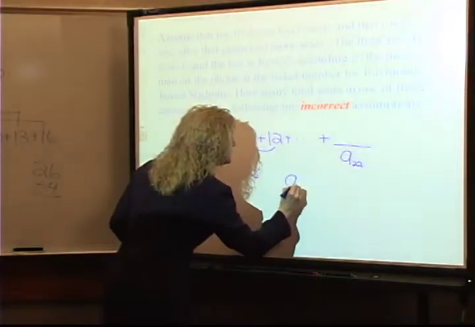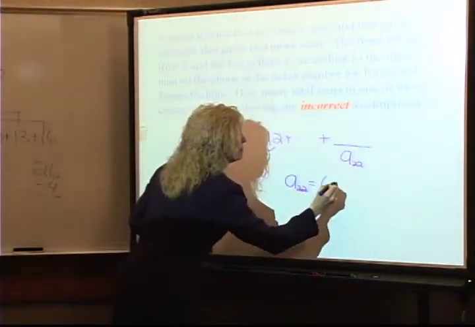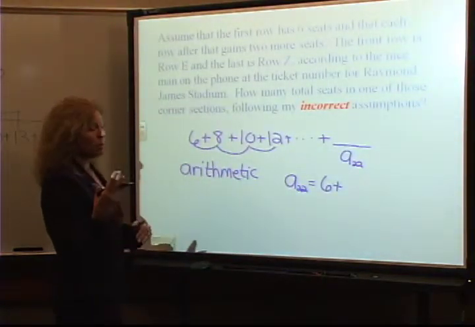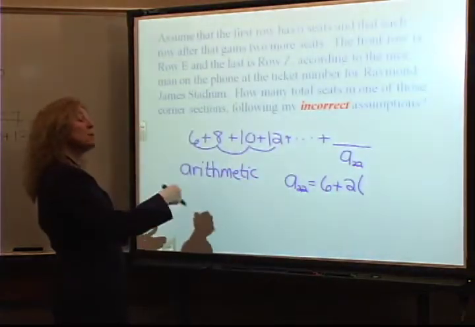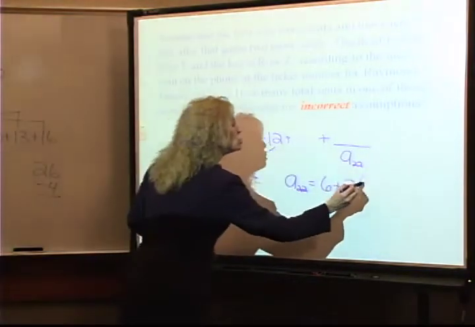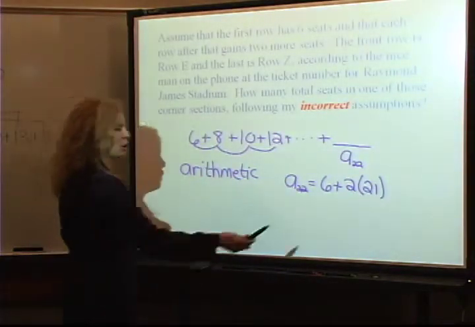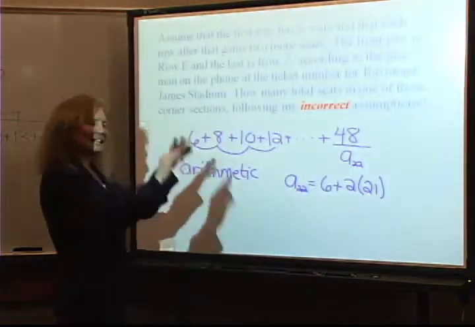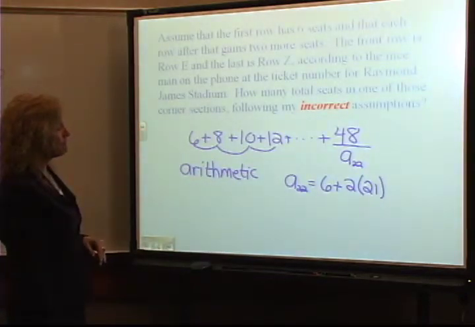To get to the 22nd term, I start with 6. And what am I adding on each time? I'm adding on 2. And to get out to the 22nd term, how many times will I add that on? 21 times. So that's 42 plus 6. There are 48 seats across on the 22nd row.